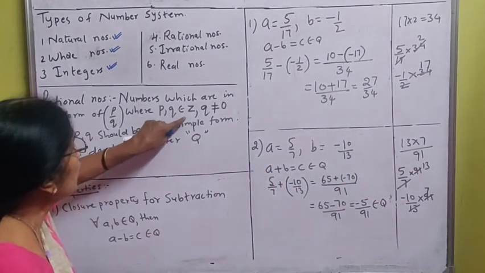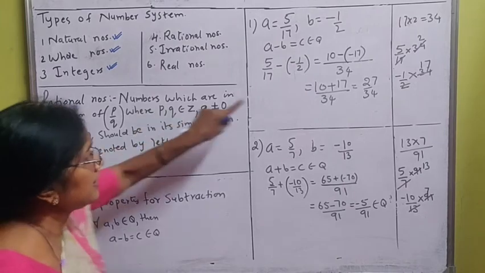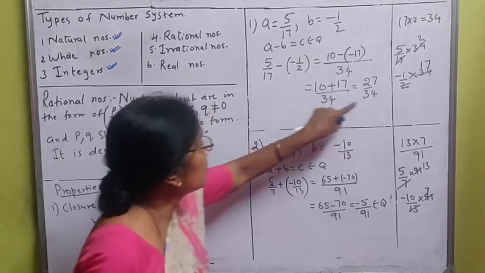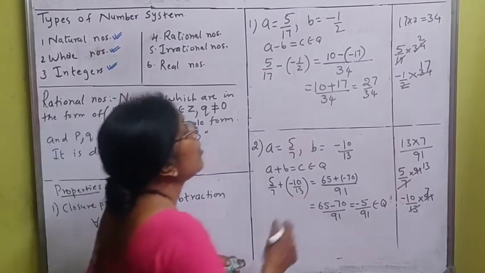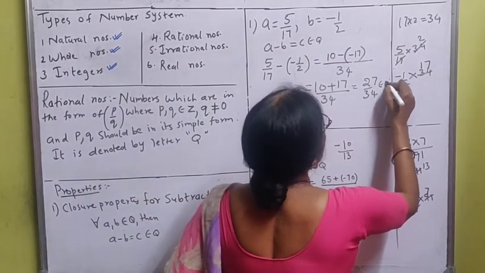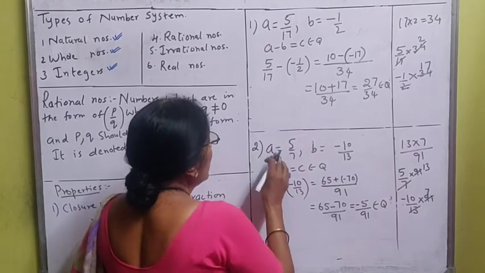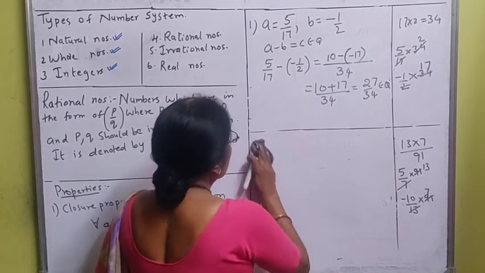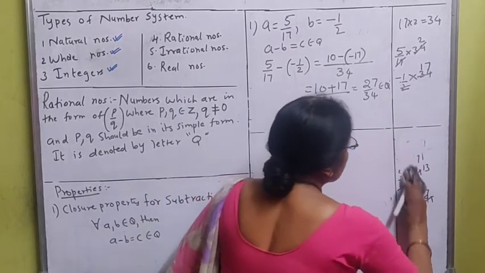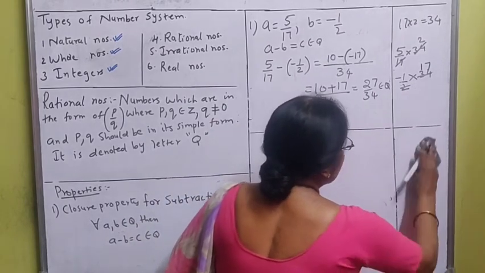Are P and Q integers? Yes. Q is not equal to 0? Yes. Can they be simplified? No. So this belongs to Q. So that was the first example we saw. Now let us see the second example and try to prove whether the closure property for subtraction is true for rational numbers or not.